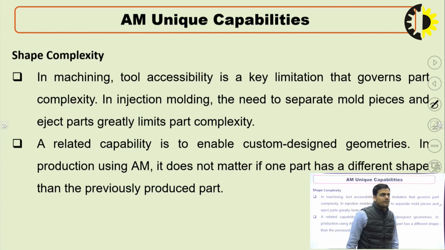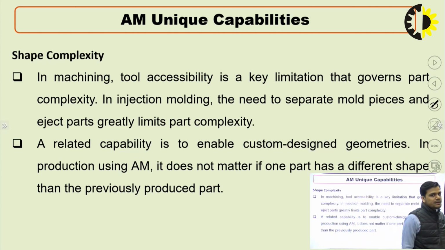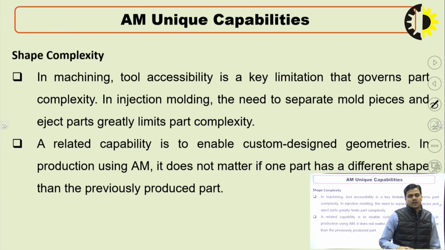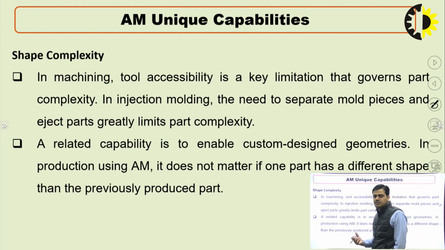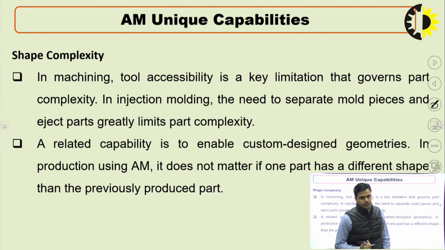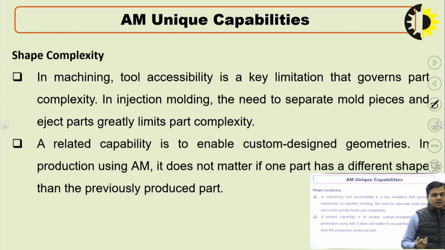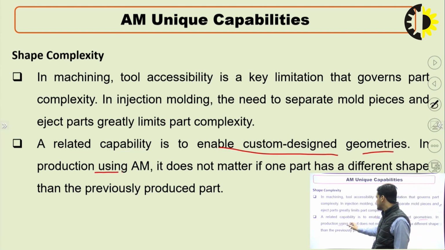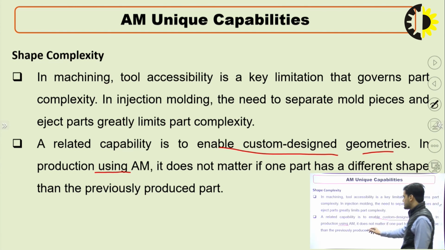Over here, what actually happens is that one layer is manufactured over the other layer, so the complexity in your product is basically reduced, or you can overcome that complexity. If we talk about injection molding, the need to separate the mold pieces and eject the parts greatly limits part complexity. A related capability is to enable custom designed geometries in production using AM. It does not matter if one part has a different shape than the previously produced part.